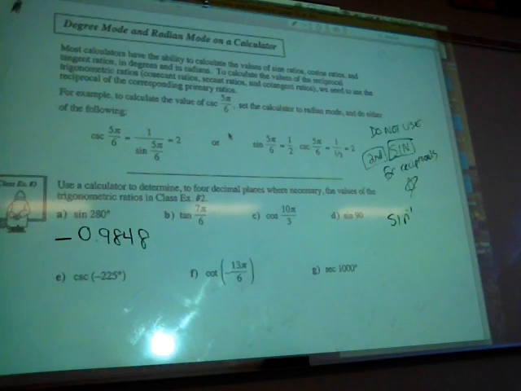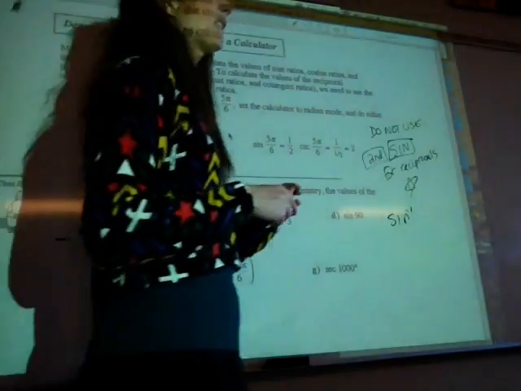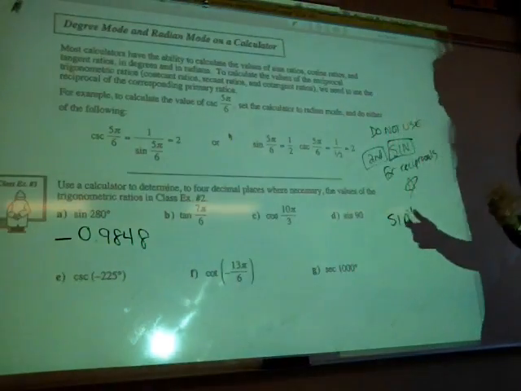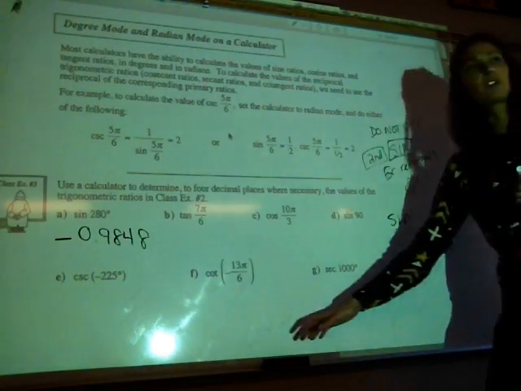Okay, so this is a little shortcut if you're feeling a little lazy, I suppose. You do need to know the CAST rule, but if you want to figure out if that's positive or negative, you can just put it in your calculator. Okay, because we're in degree mode, let's just do all the ones with degrees first. What's the next question that has a degree?